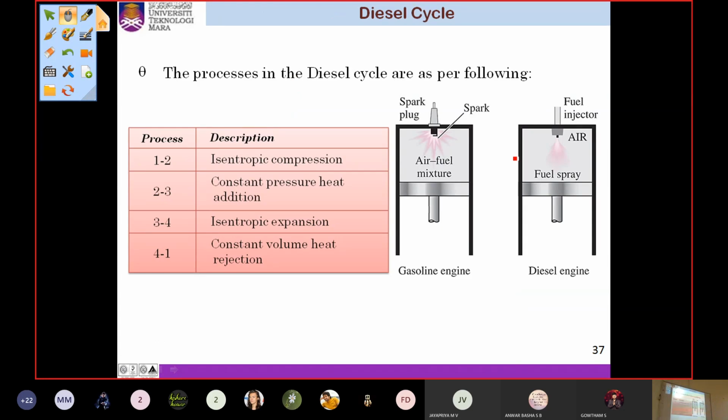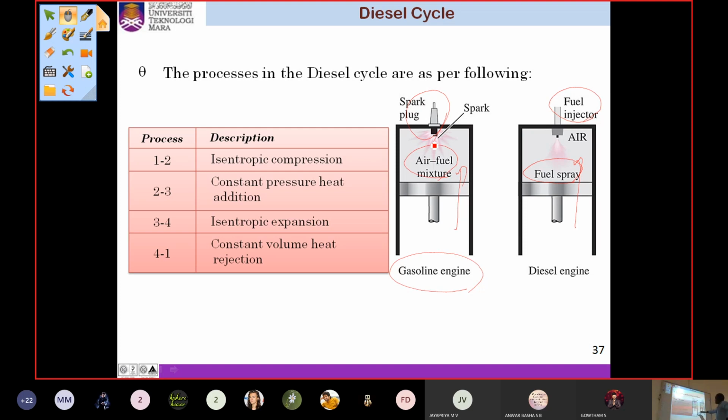Right. So here we can compare the Otto cycle and the diesel cycle. In the case of the gasoline engine, we will first compress the air-fuel mixture. But in the case of the diesel engine, we will compress only air. Then we will inject the fuel here. Then in the case of the Otto cycle, we will initiate the spark by the use of a spark plug.